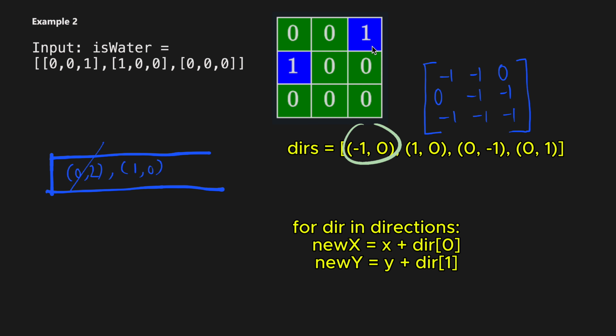So we can use -1, 0 for going up, 0, 1 for going rightwards, 1, 0 for going downwards, and 0, -1 for going leftwards. So now for each cell, we can calculate the adjacent cell's position by just adding the cell's position with the directions coordinates.